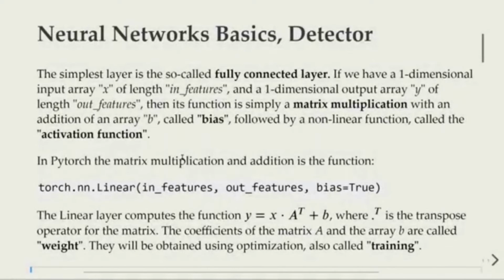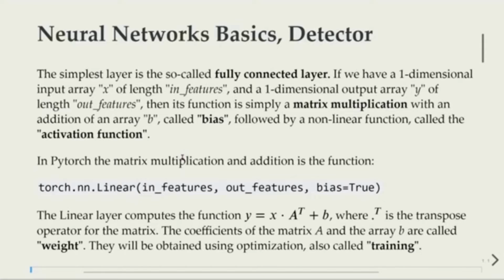The simplest layer is the so-called fully connected layer. If we have a one-dimensional input array X with a certain length, let's say the length is given by n features, and a one-dimensional output array Y of a certain length, given by out features, then the function of this fully connected layer is simply a matrix multiplication with an addition of an array B, called bias, followed by a nonlinear function called the activation function.